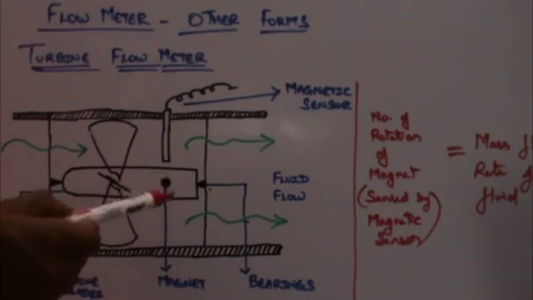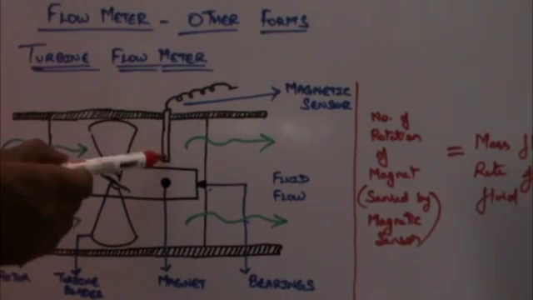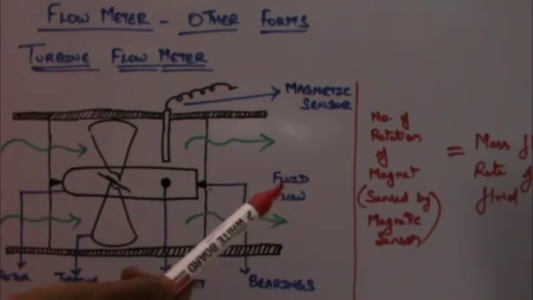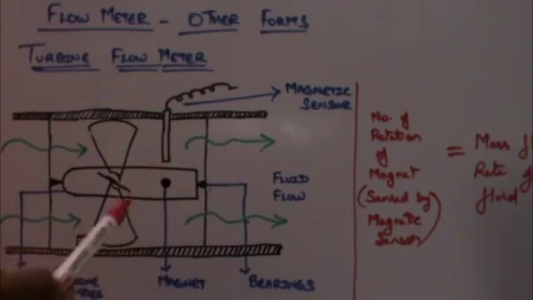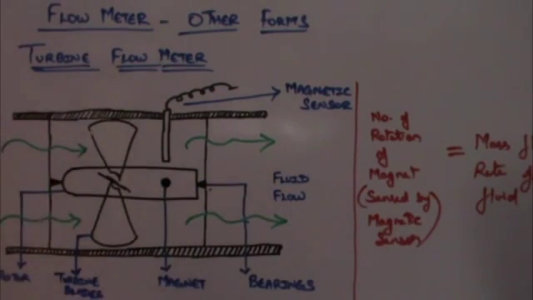For the number of rotations of the magnet, let's say the magnet rotates 100 times, the sensor senses it 100 times, and this is equivalent to, say, 1 kilogram per second mass flow rate of the fluid. This is how a turbine flow meter works.